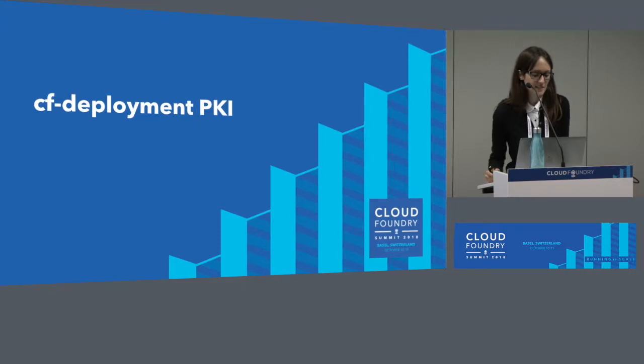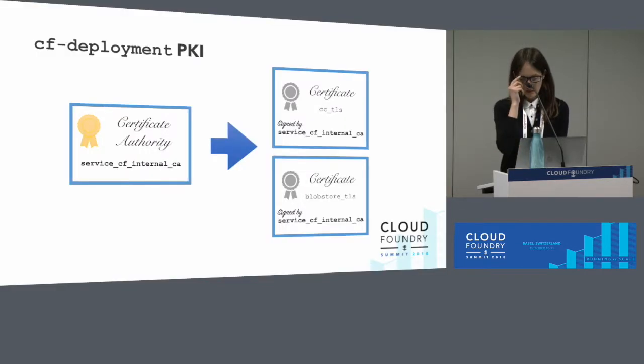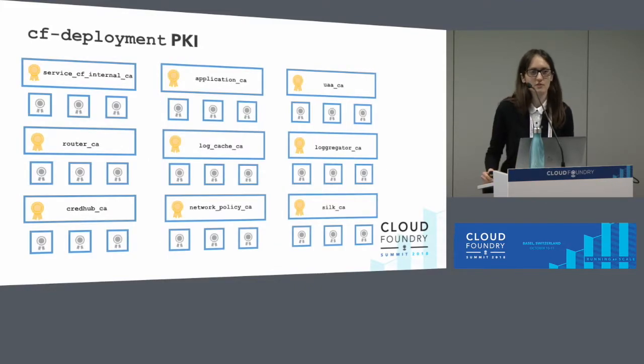Let's look at the PKI in the real world. So we have CF deployment, which is the canonical BOSH manifest that we're using for deploying Cloud Foundry in open source. And here's one example of a certificate authority that CF deployment uses. It's called Service CF Internal CA. And in this case, I'm including just two examples of certificates. There are, in fact, a lot more, CC TLS and Blobstore TLS. And moreover, there are more of these certificate authorities in CF deployment.